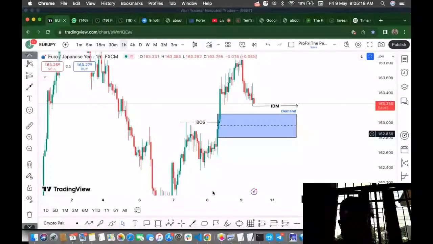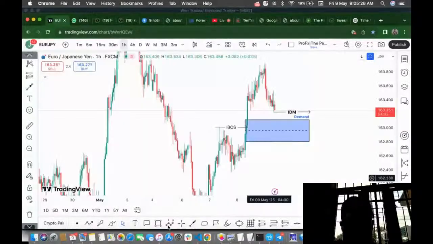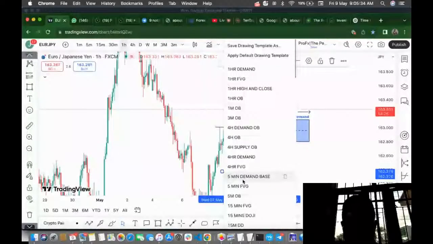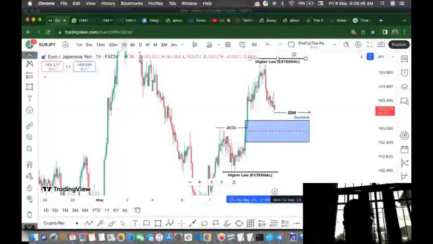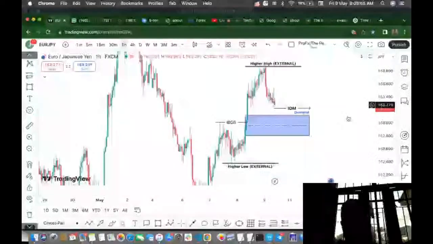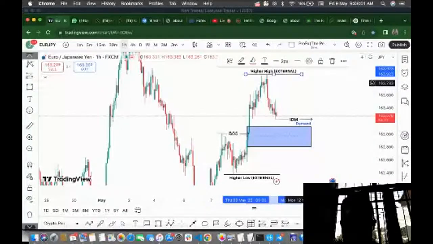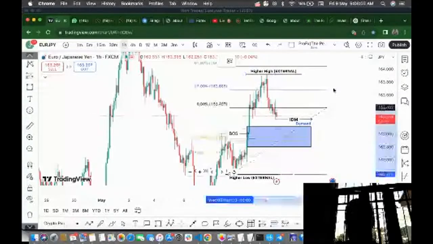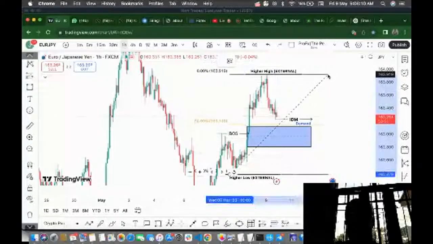That's why higher time frame is important, guys. Higher time frame is what's important. So let's see, higher low, external higher high. External higher high is from where? From swing low to where swing high. So price never reached equilibrium.